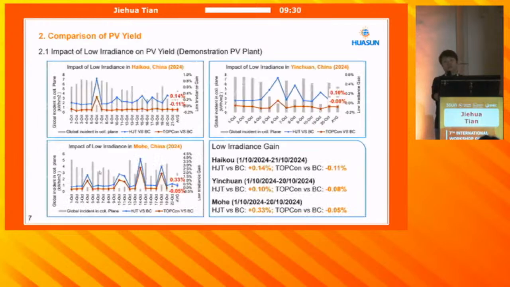This data is based on PV plants. Compared to BC, in Haikou, IGT has a 0.14% gain. TOPCon has a 0.11% decline. In Yinchuan, IGT has a 0.1% gain. TOPCon has a 0.08% decline. In Mohe, IGT has a 0.33% gain. TOPCon has a 0.05% decline.